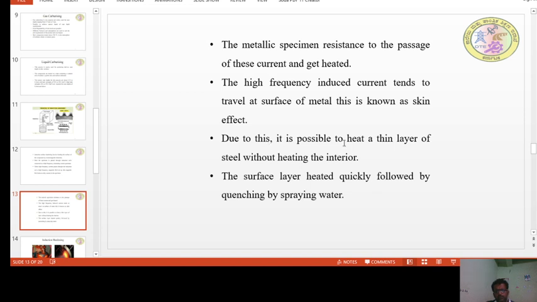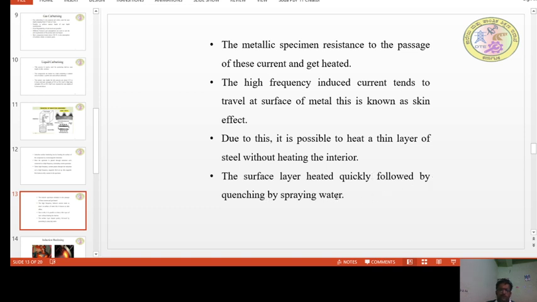Due to this, it is possible to heat the thin layer of steel without heating the interior. So heat will be concentrated only on the surface, whereas the inside material, or core material, is not heated much compared to the outer surface. This surface layer is heated quickly, followed by quenching by spraying water.